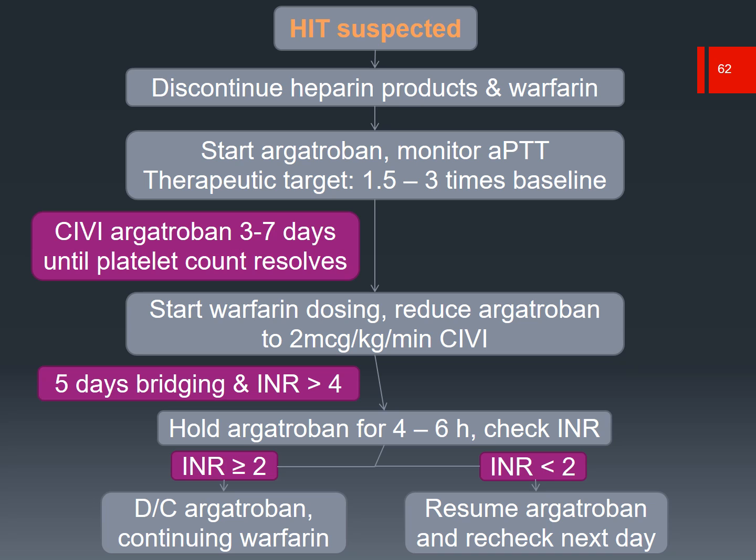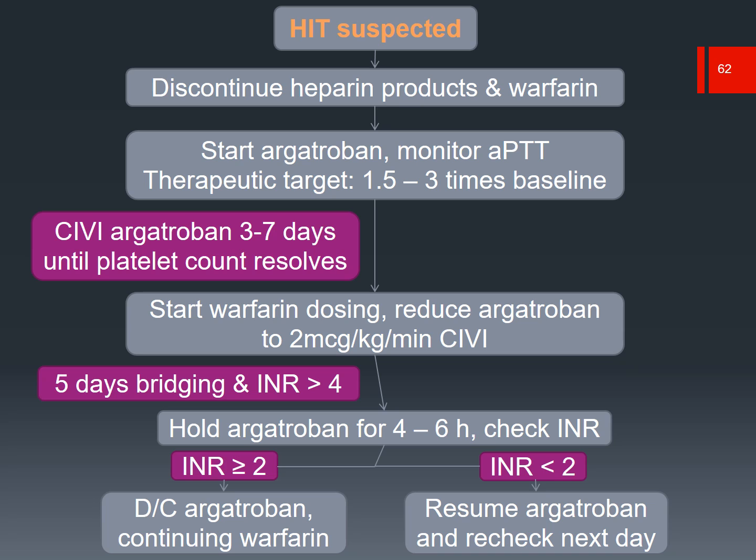We can confirm that with a 4T score. So we look at the thrombocytopenia, the significance of the drop in their platelet count. We look at the timing surrounding their medical history and introduction of the heparin product. We also look at the thromboses to see if they're exacerbating their existing clot or expanding that clot or have generated new clots in the body. And then fourth, we look at any other potential cause for that thrombocytopenia.